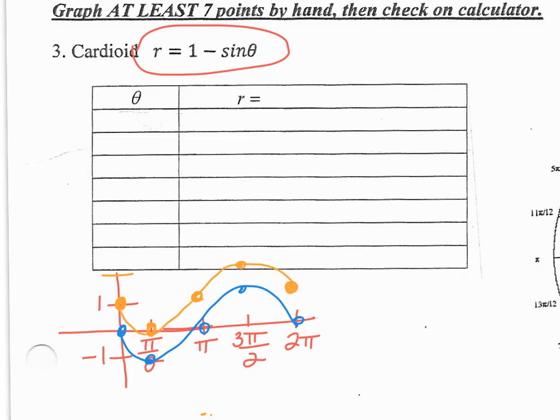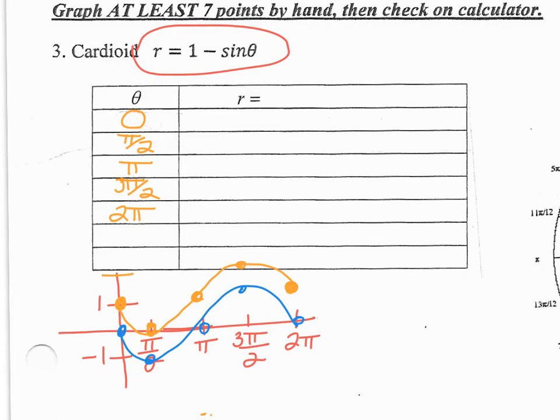Okay, now, you can see that's not a whole lot of points. So I'm going to put those in my chart first, and then we're going to pick what makes sense for more points. Okay, so my thetas that I just chose, because of just sine, I chose 0, pi over 2, pi, 3 pi over 2, and 2 pi.